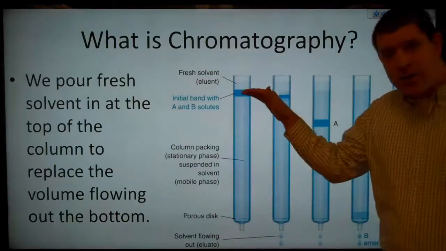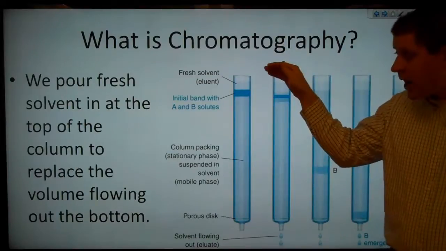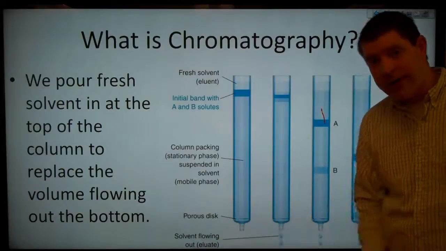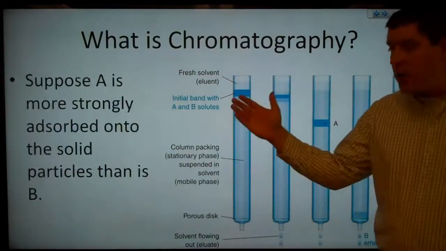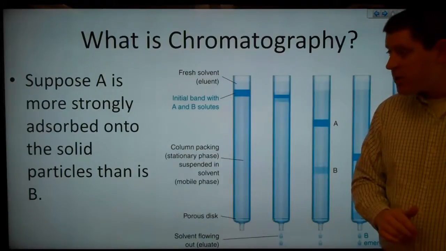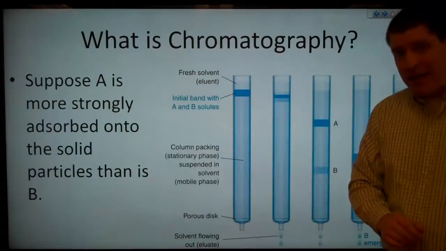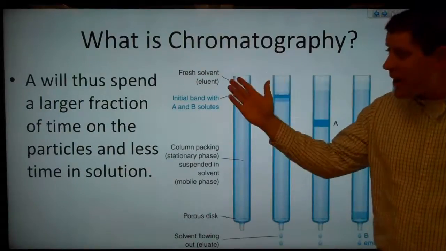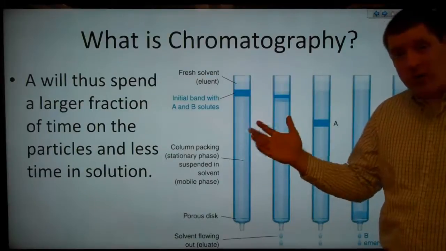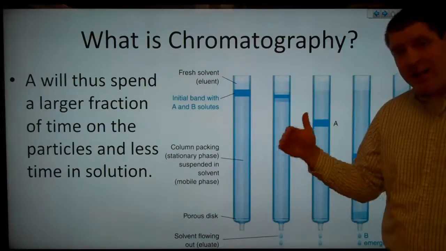And again, as the solvent moves down the column, we keep pouring in fresh solvent at the top of the column to replace the volume that's flowing out at the bottom. Now, suppose that solute A is more strongly adsorbed onto our particles, this is phase 1, than solute B is. This means that solute A will spend a larger fraction of its time adsorbed onto those particles, and thus less of its time in solution.